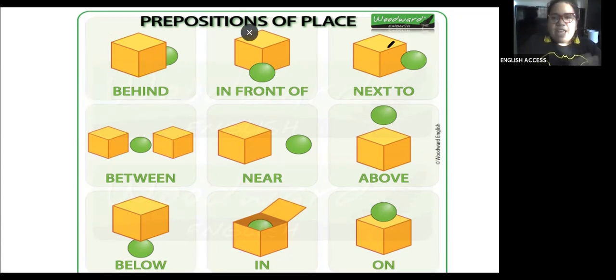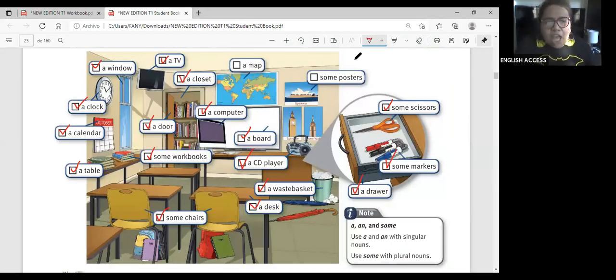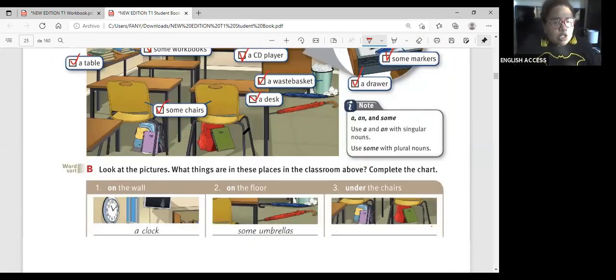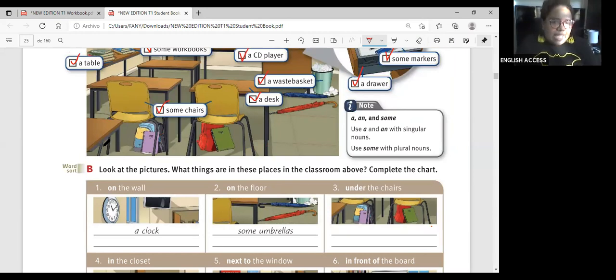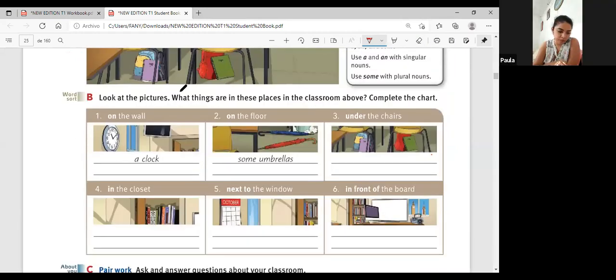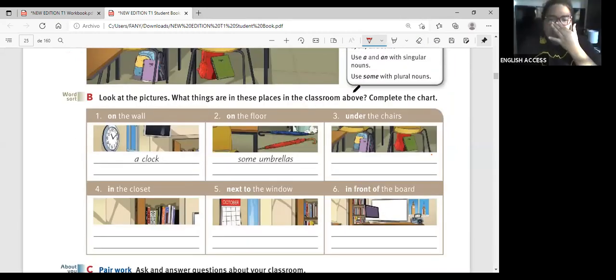Now we have here all of the objects in the classroom, right? Now, look at what the activity says. Look at the pictures. What things are in these places in the classroom above? Complete the chart. Okay, we have number one, on the wall. We have number two, on the floor. We have under the chairs, in the closet, next to the window, and in front of the board. We have six things. Okay?